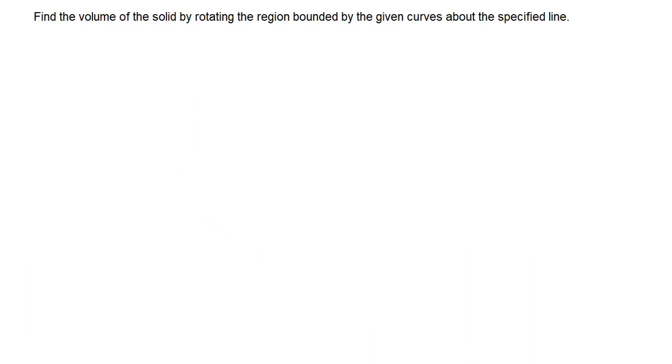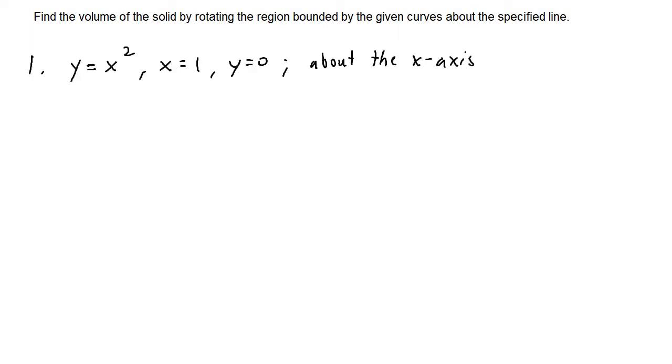So for these next set of problems, we have to find the volume of the solid by rotating the region bounded by the given curves about the specified line. So for number 1, we have y equals x squared, x equals 1, and y equals 0, and we have to rotate the region about the x-axis. So the very first thing we have to do is go ahead and draw these curves. So I go ahead and graph out y equals x squared. That's going to look something like this. We have x equals 1. Let's just say that's around here.